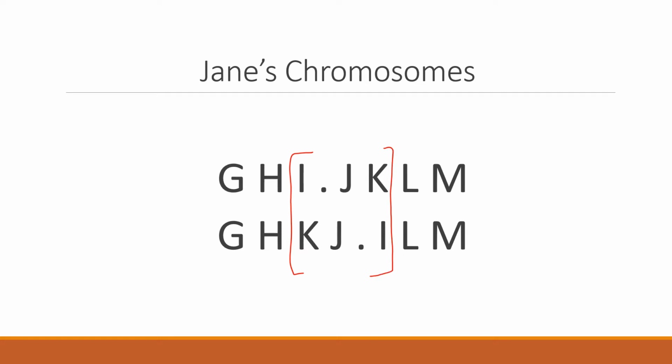Since the flipped region contains the centromere, this is a pericentric inversion. When the flipped region does not contain the centromere, it's called a paracentric inversion.